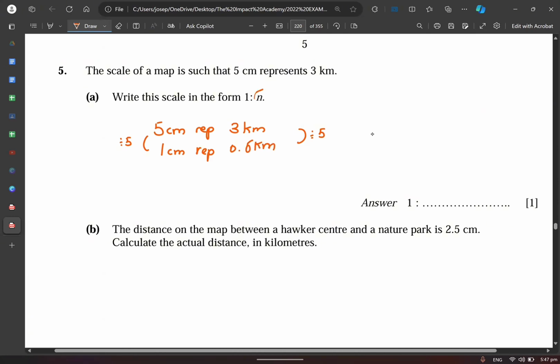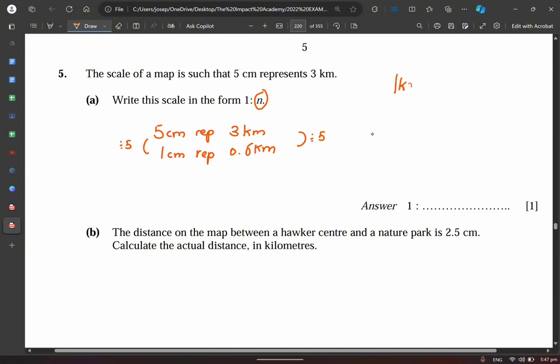But always remember, over here we need it in cm. So 1 kilometer is equals to 100,000 cm. Let there be no confusion. So 0.6 kilometers is actually equals to 60,000 centimeters. Am I making sense? So now you say 1 cm represents 60,000 cm.